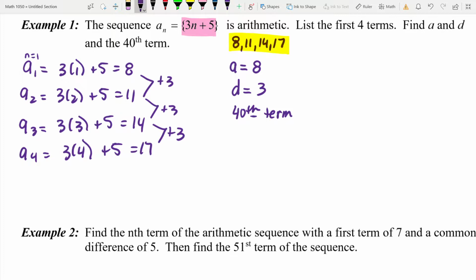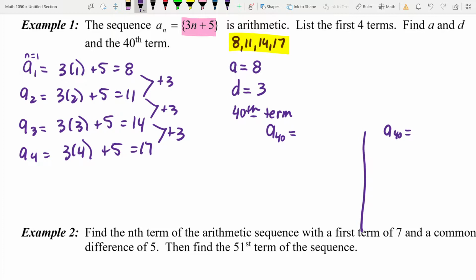Okay? Now, here's where people struggle right here. The symbolism for the 40th term. Okay? Can anybody tell me how to represent the 40th term in symbols? Do you know? It's just A sub 40. Yeah. A sub 40 means the 40th term. Okay? So, there are two different ways to do this. Okay? So, I want you to divide just like a line right there.